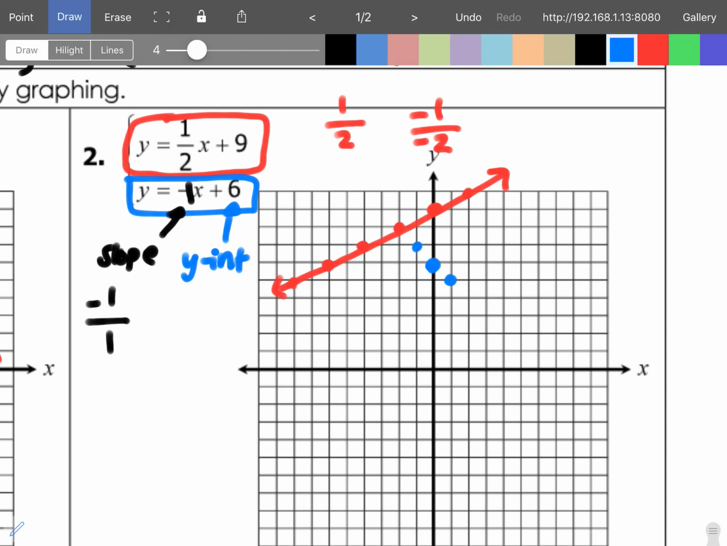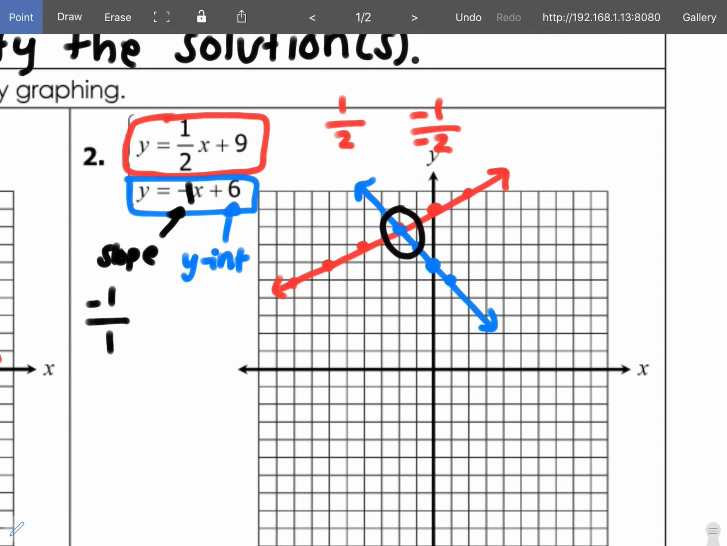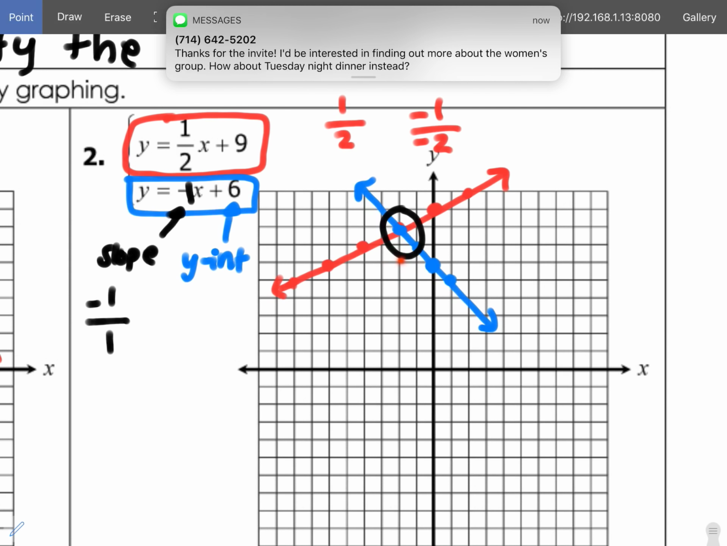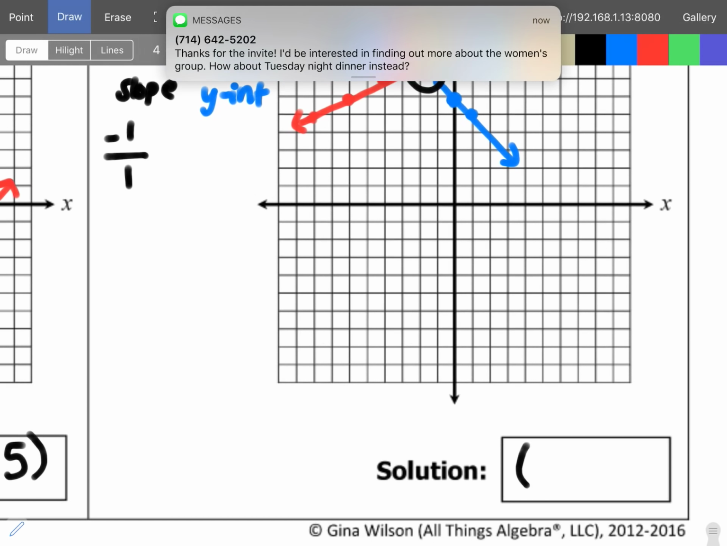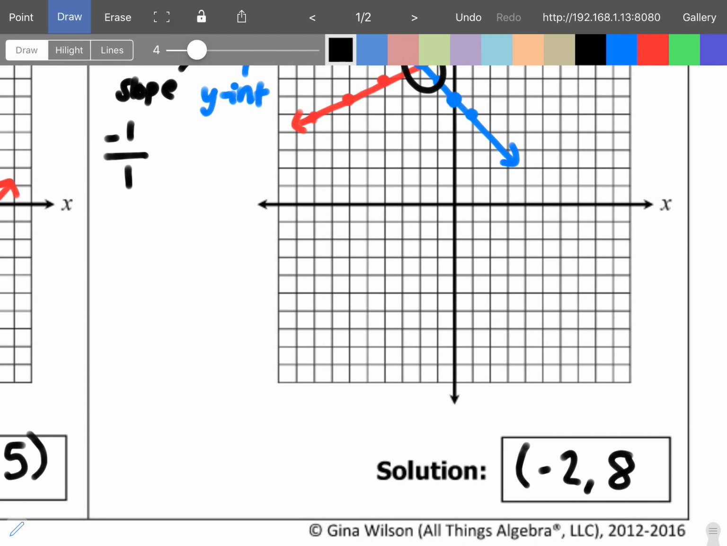And my goal here always is to figure out where they intersect. So do you see how I keep going until I find the place where the point of intersection is? So now I know that this is my point of intersection and that's my solution. So I'm going to start at 0, 0, and I'm going to go over negative 2 on the x, negative 2, up 1, 2, 3, 4, 5, 6, 7, 8. Negative 2, 8. That is my answer.